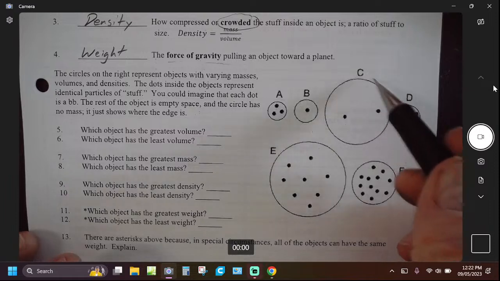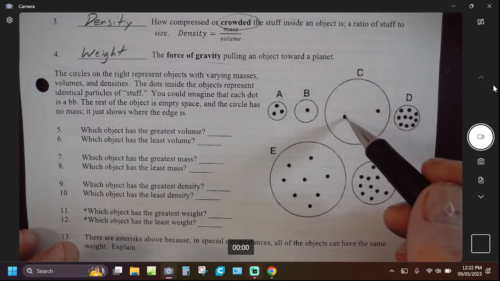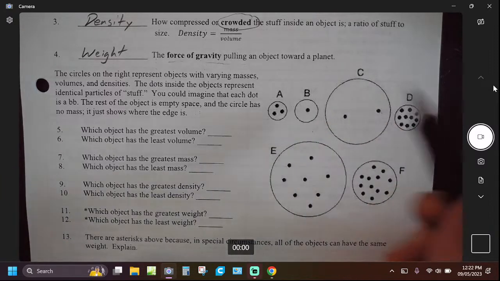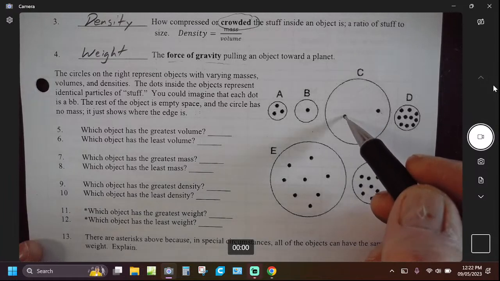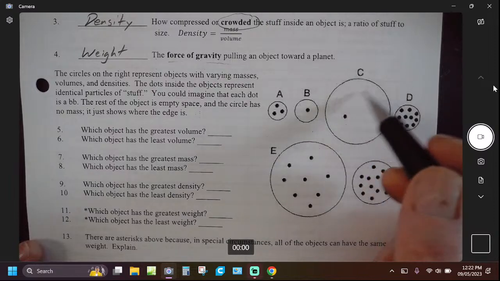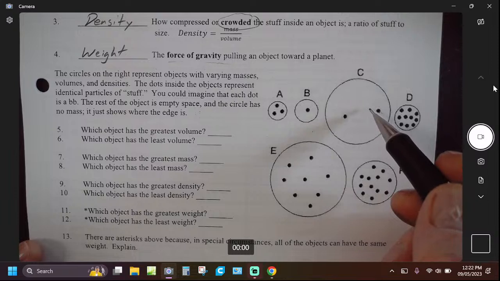The only mass inside object C is these 2 dots. You can think of these as being BBs, or marbles or whatever. All these things have different numbers of BBs or marbles in them. That's the stuff. So there's stuff here, there's stuff here, there's nothing here. Does anybody know the scientific term for nothingness? A place where there's nothing. It's called a what?